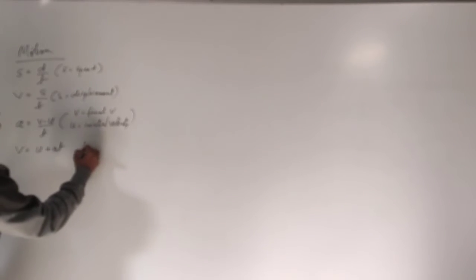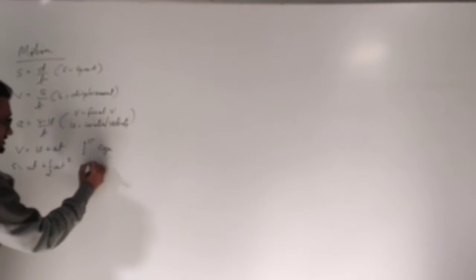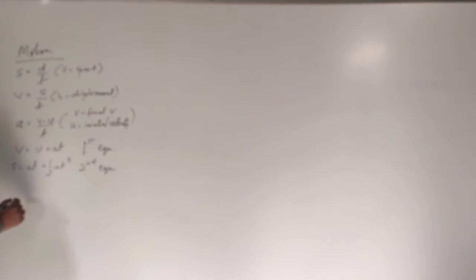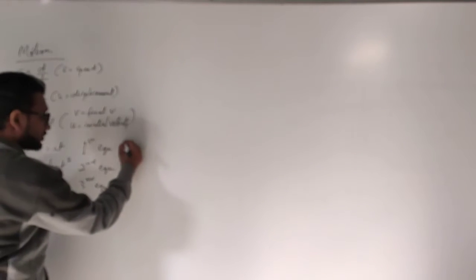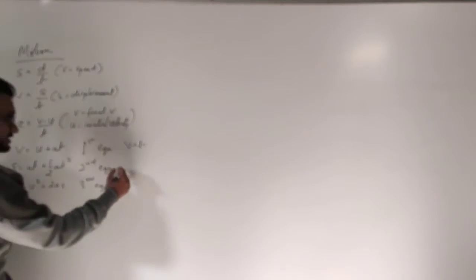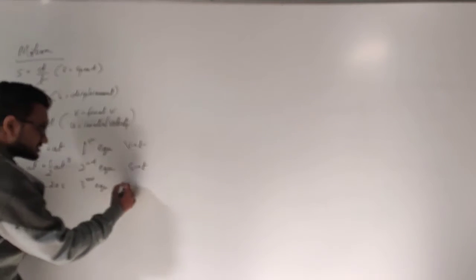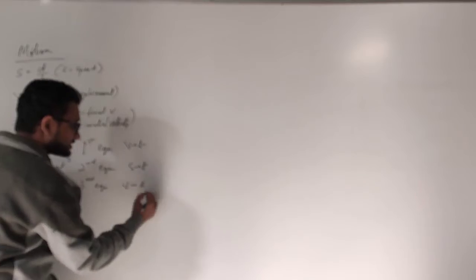U plus At, first equation. Second one, S is equal to Ut plus half At square, this is second equation. And the last one, V square minus U square equals 2As, this is third equation. You can say that this was velocity time relation or velocity time equation. This one is distance time equation, and the final one is velocity and distance equation, or displacement.